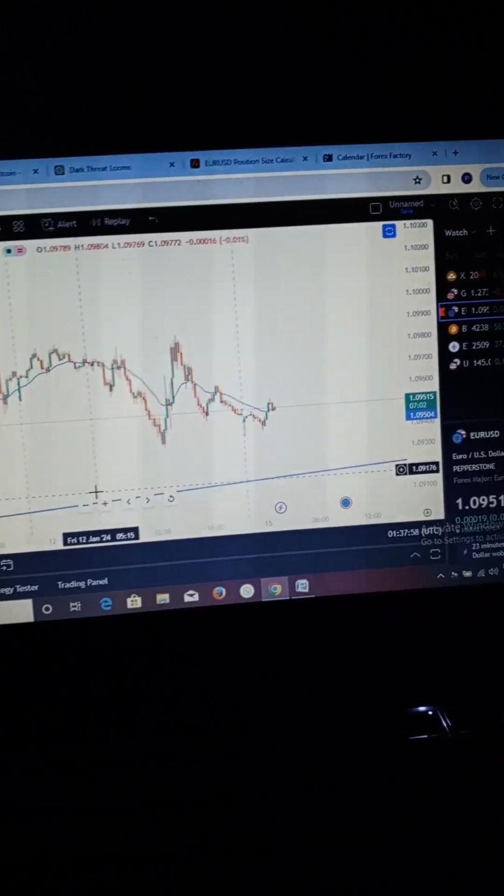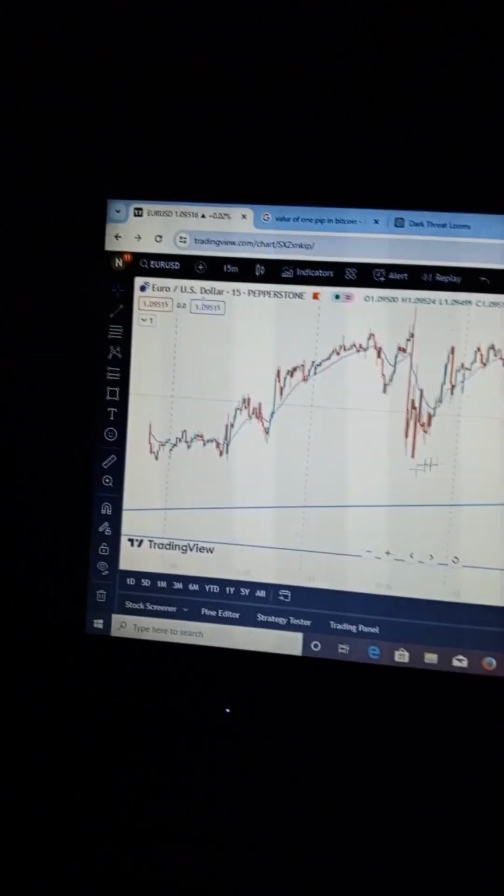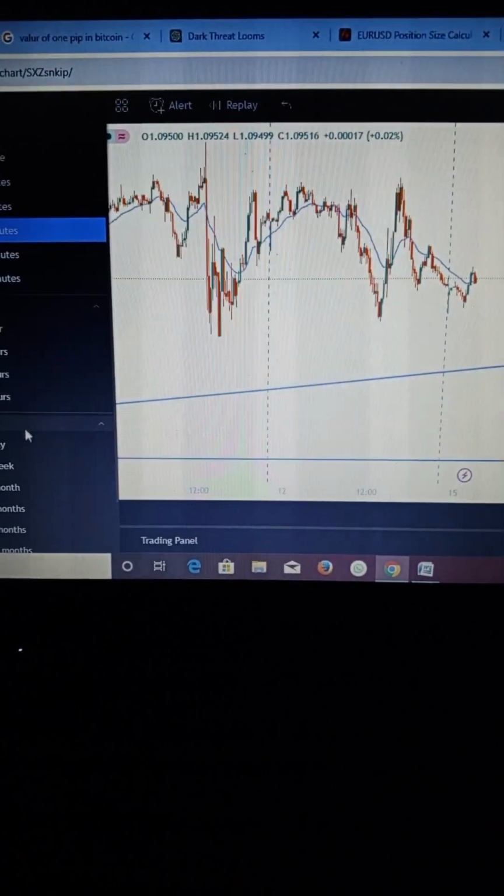That is where I did my next analysis. It depends on the one that first of all gets to my target with more confidence. That is the trade I'll be taking. So on Euro USD, I dropped down to my daily time frame.